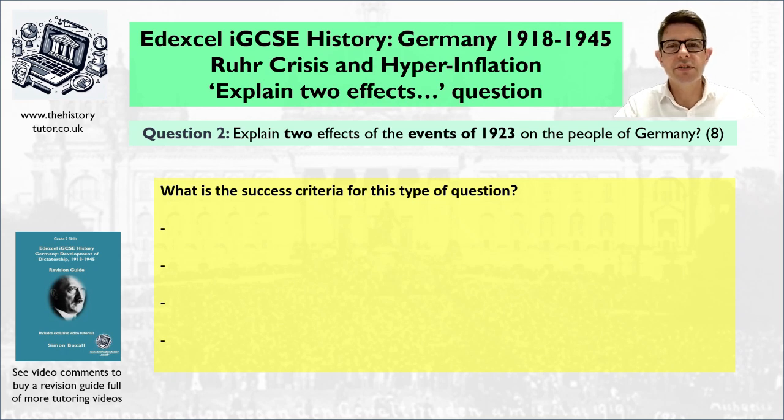As you can see, there's space in your revision guide to list a success criteria. So what do we think we need to do to be successful? How are we going to explain? What sort of ideas are we going to include? List now some of the skills you think we'll need whenever we're doing this type of question, so you can always refer to this for these explain two effects questions. So pause me now and list your ideas.